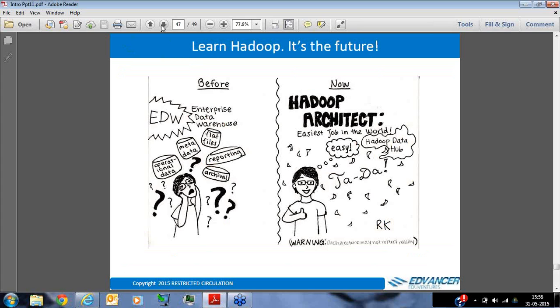So learn Hadoop, it's the future. A Hadoop architect's job in the world is far easier to do than a data warehousing architect's or a developer's role. There are too many problems with relation to data warehousing, especially for big data, which Hadoop helps solve to a large extent.